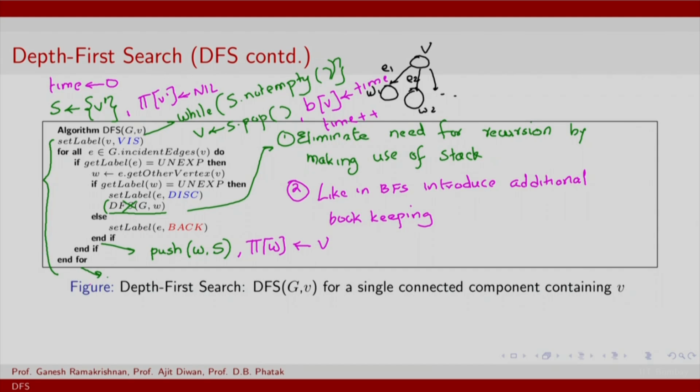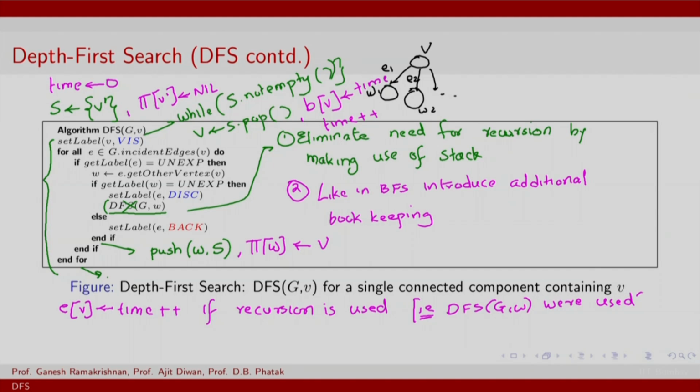However, it is a little tricky to keep track of when the expansion on V concludes, because the expansion on V concludes when the expansion of all its descendants is also concluded. So this expansion becomes very natural when you have the DFS call. So what I am going to do is state the following: E of V is time plus plus if recursion is used, and what this means is that the call DFS GW were used instead of the stack.